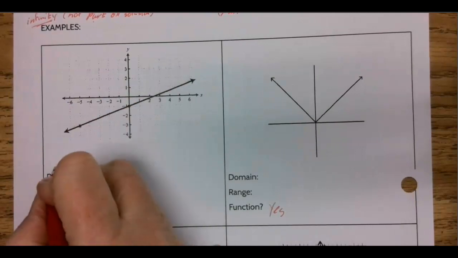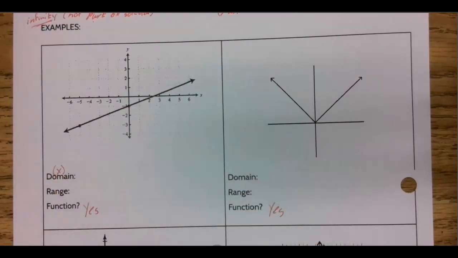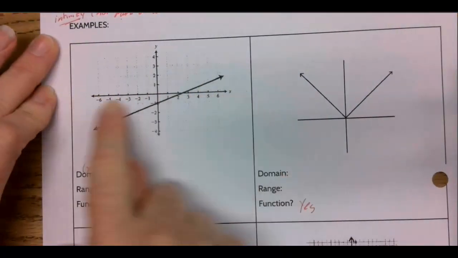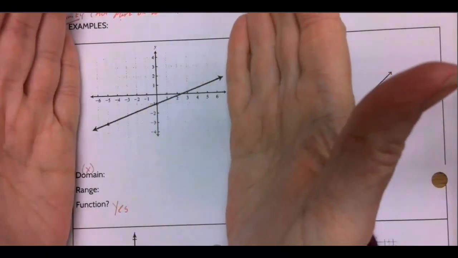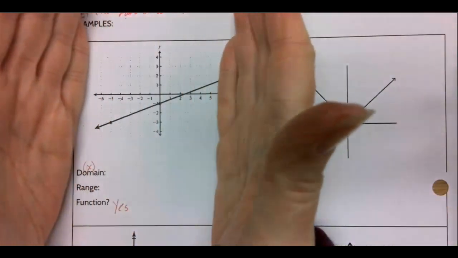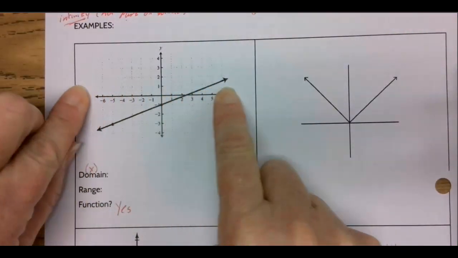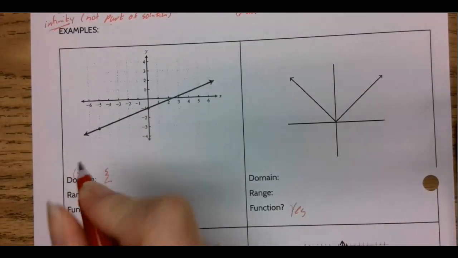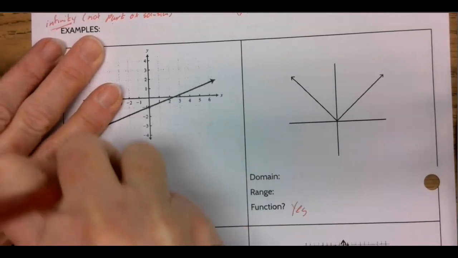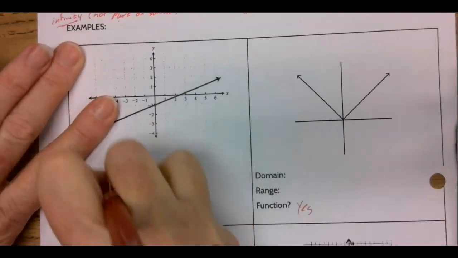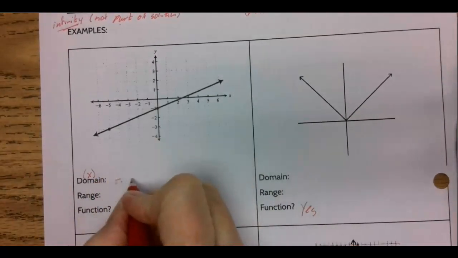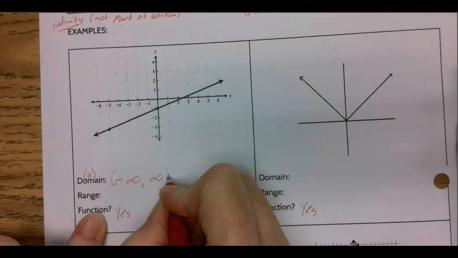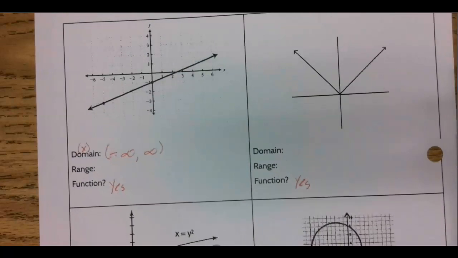Domain, remember, are your x values. So what we want to do is look at what our x values are. Does it stop at any point, or is it not part of it? No. So our x values go on forever and ever. Our domain goes from negative infinity, and we always go smallest to largest, to infinity, and whenever we have infinity, we have to use parentheses because it's not locked down on an exact thing.